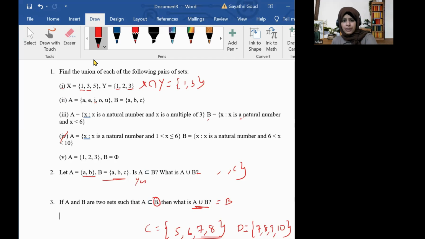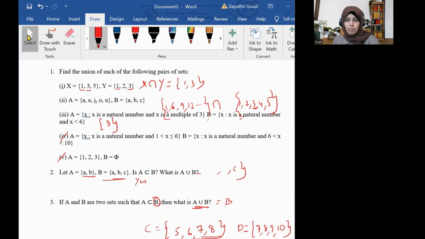Now moving to the third bit. X is a natural number. X is a multiple of 3. So what are the multiples of 3? 3, 6, 9, 12. It goes on. But here it says X is a natural number less than 6. 1, 2, 3, 4, 5. Now I have to do the intersection of these two sets. What do you think? There is only one element that is common. So the answer to this is just 3. I think 4 and 5 can be taken as homework.